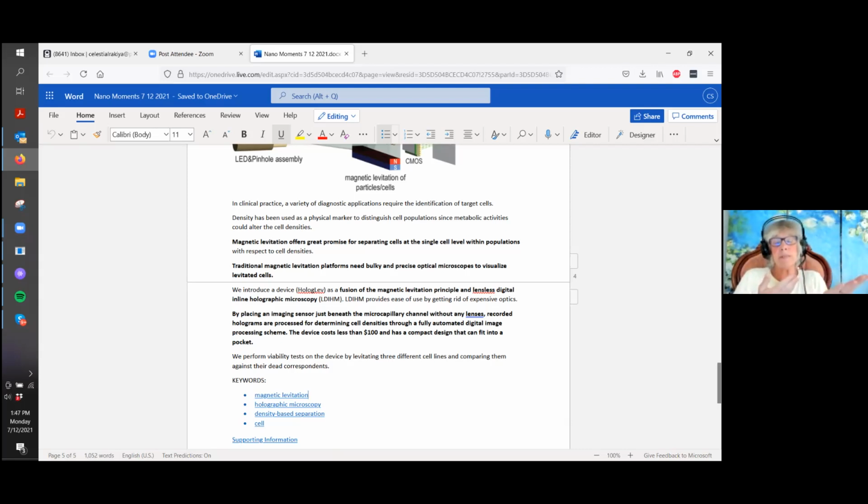Let's say they want to target a specific cell group, but they're all clustered together. So with levitation through frequency, they're going to lift off or separate these cells so that they can just go after the ones that they want to target. Traditional magnetic levitation platforms need bulky and precise optical microscopes to visualize levitated cells. We introduce a device called HoloLev as a fusion of magnetic levitation principle and lensless digital inline holographic microscopy.